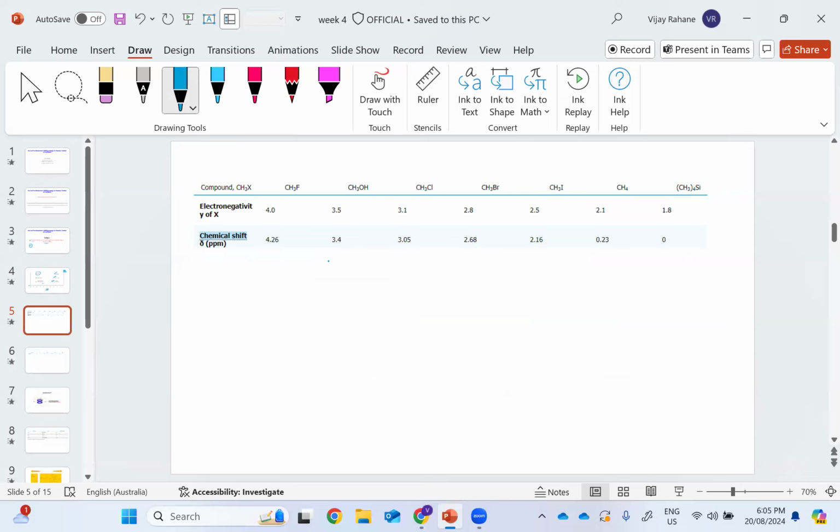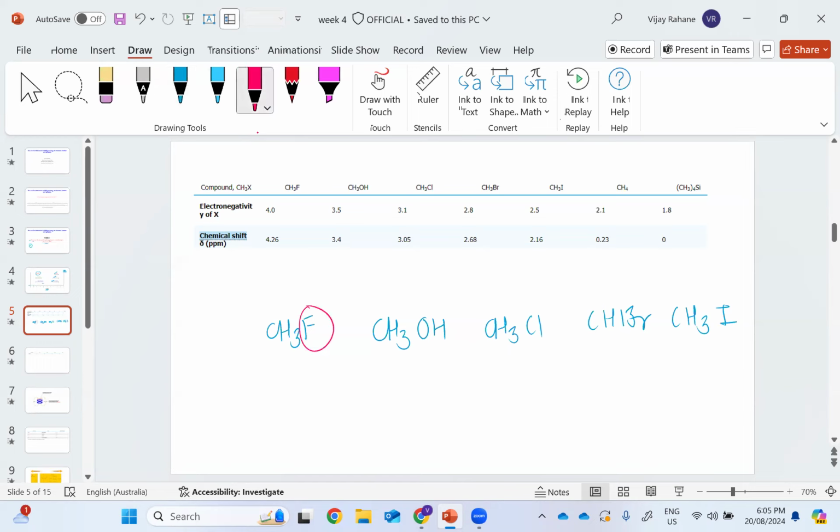Let's say we have some examples: CH3F. Then, instead of fluorine, another group is attached: CH3OH, CH3Cl, CH3Br, CH3I, and onward. So in this example, the group attached to the CH3 group is fluorine, hydroxy, chloro, bromo, and iodo. And I have given here the electronegativity values.